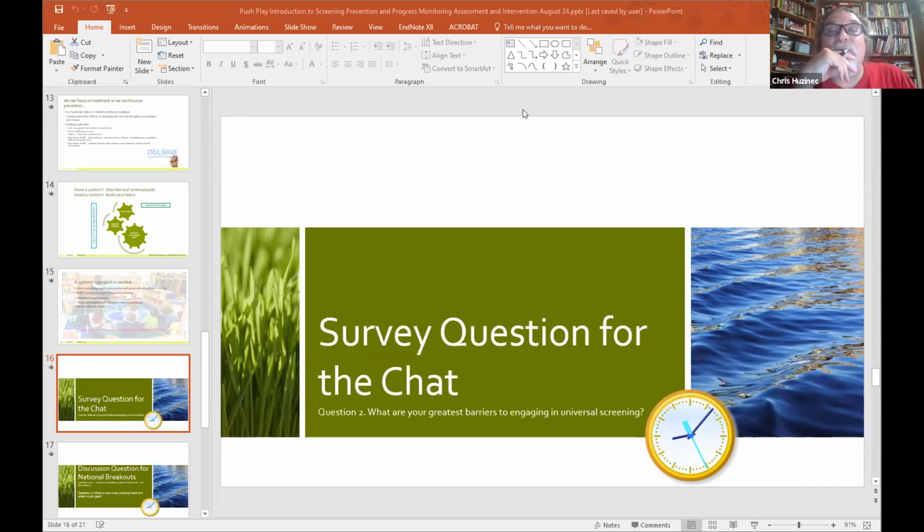Now, someone made a good point. There are ESSER funds out there now. Tiffany got it, her group got approved for ESSER funds. Awesome. That's a way of getting more resources.